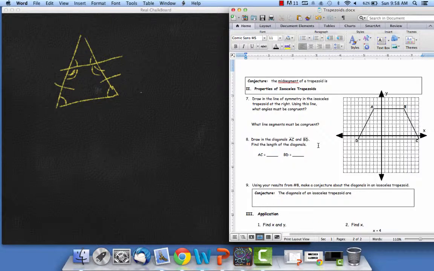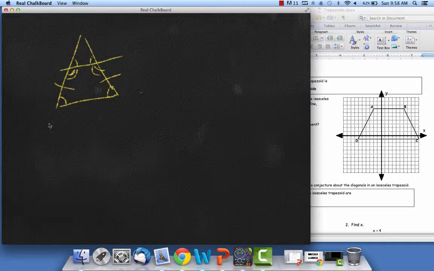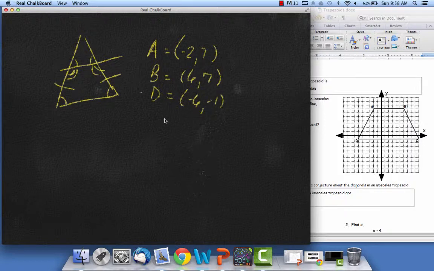Okay, so the distance from A to C and B to D. Now I should have written out what A and B were again. A was -2,7. B was 6,7. D was -6,-1. And C was 9. Wait.